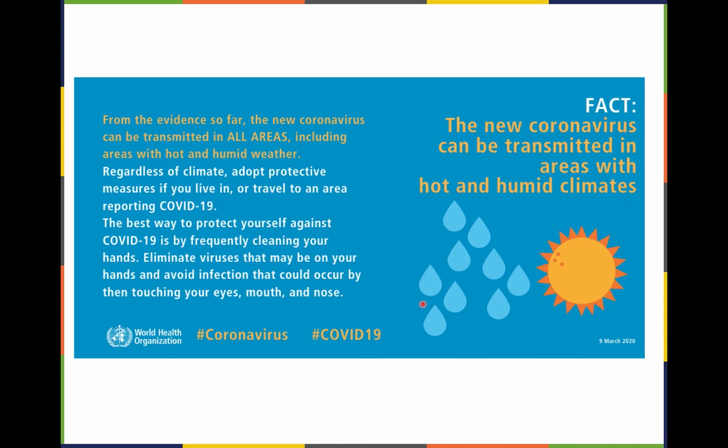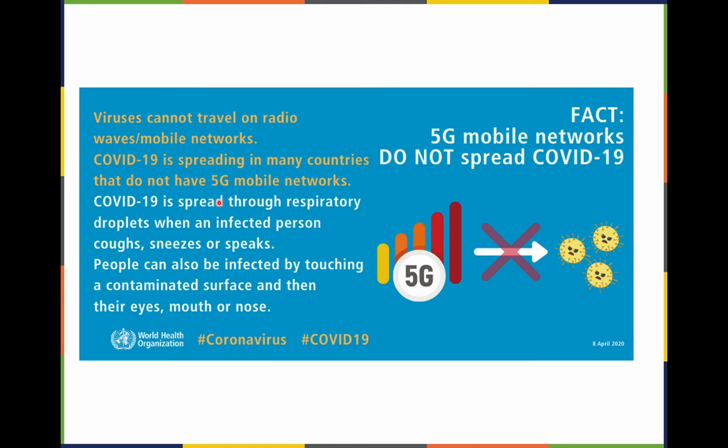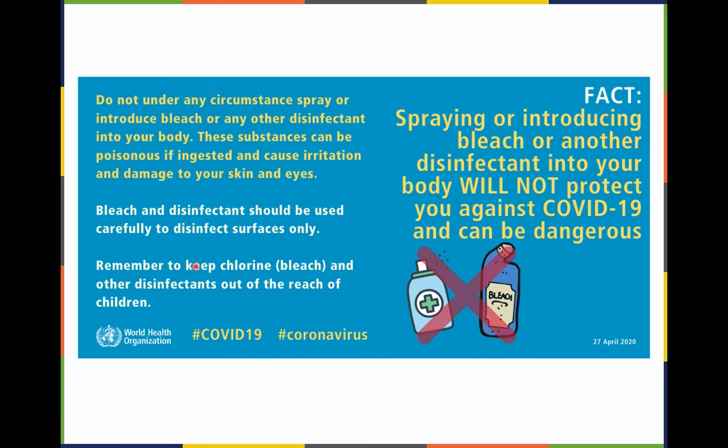Can the coronavirus be transmitted in areas with hot and humid climates? Yes, it's not only in the cold climates. Would exposing yourself to sun or high temperatures prevent COVID-19? No, it does not. Do 5G mobile networks spread COVID-19? That's another disinformation that is out there. Why? How do we know? Because there are places in the world where there is no 5G and coronavirus is still spreading nicely. So if 5G was doing something, then those places that don't have 5G should not have any problems with coronavirus.